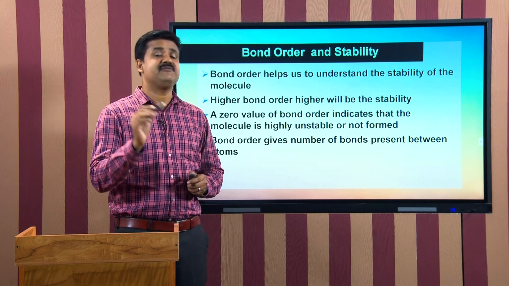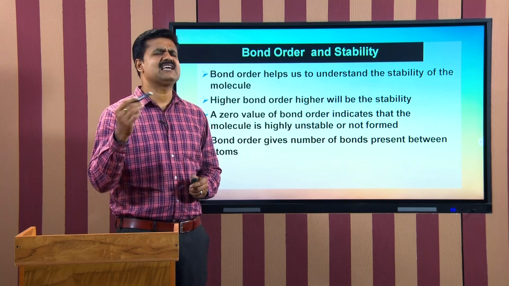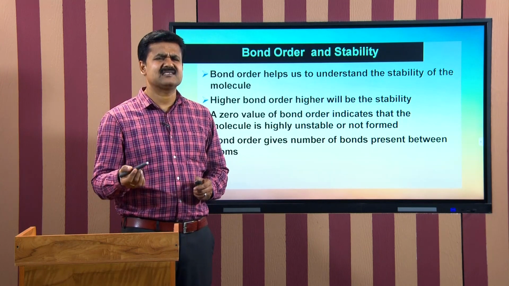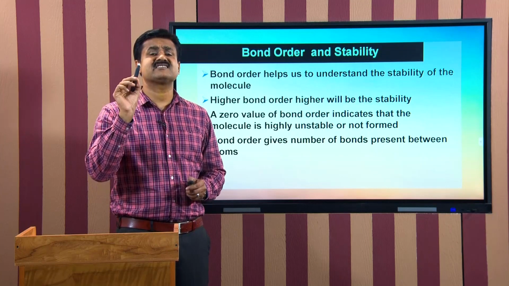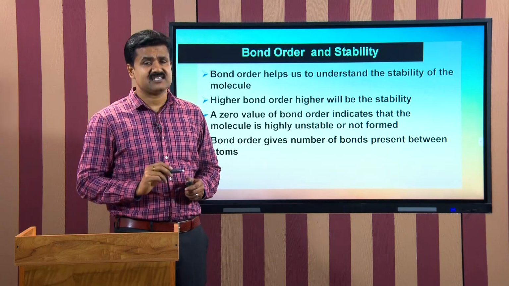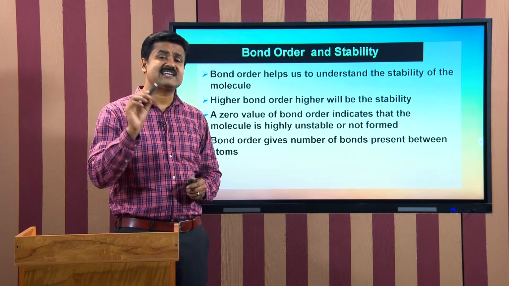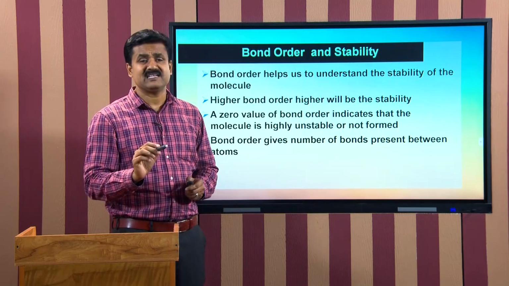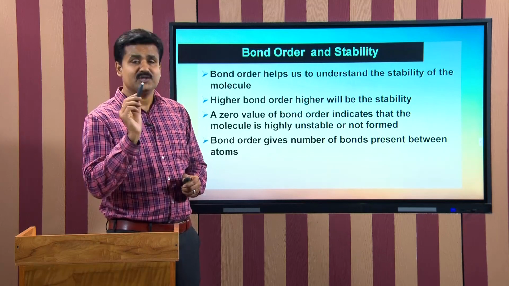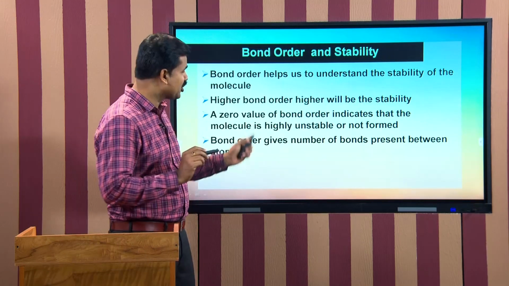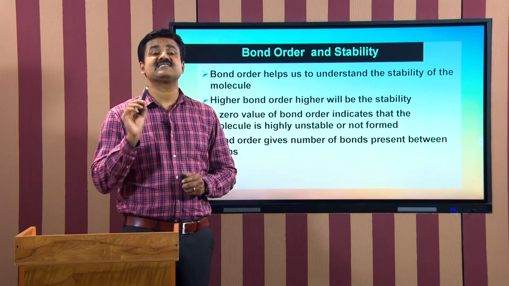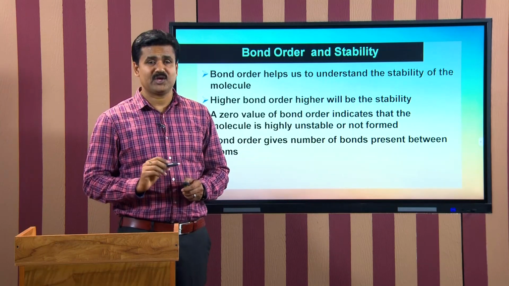For example, if we take a nitrogen molecule, we will get the bond order as 3. That means in the nitrogen molecule, there exists a triple bond between two nitrogen atoms. For the oxygen molecule, the bond order value can be calculated as 2, and that means a double bond exists between two oxygen atoms. So, bond order gives the number of bonds present between atoms in a molecule.